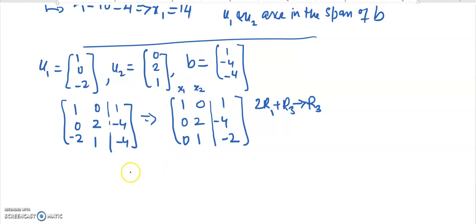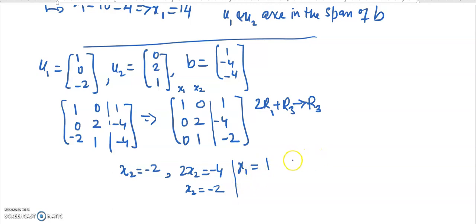So from the last equation we will get x2 is equal to minus 2. Okay, x2 is equal to minus 2. From the previous equation we will get 2x2 is equal to minus 4. This will also give x2 is equal to minus 2. So both equations give the same answer. And from the first equation we get x1 is equal to 1.